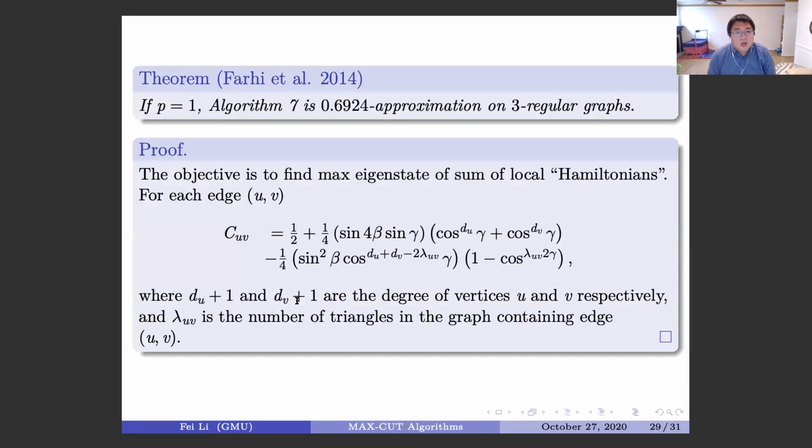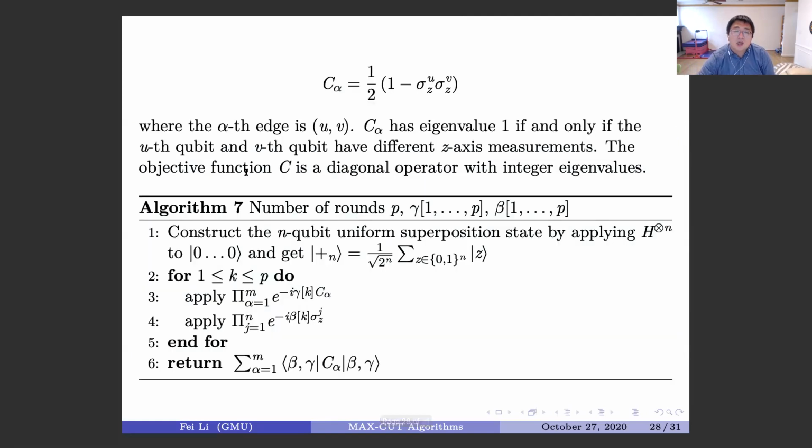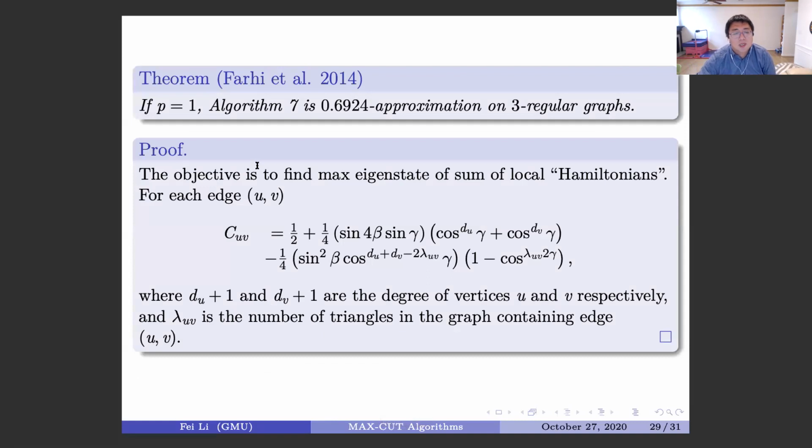The objective, as we have seen, which is 1 minus sigma u sigma v, is to find the max eigenstate of the sum of local Hamiltonians. I couldn't find these concepts or some of the deeper discussion of this from the books that I have. So I'd like to try to see what the interpretation of this is.